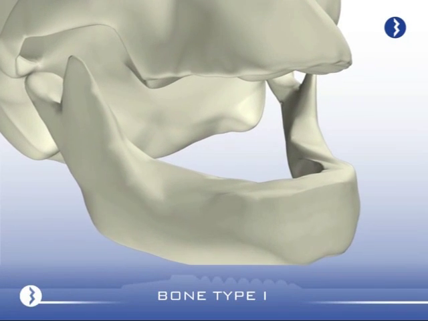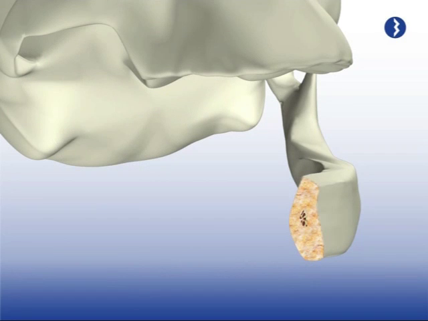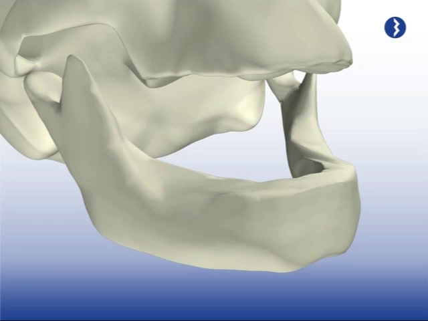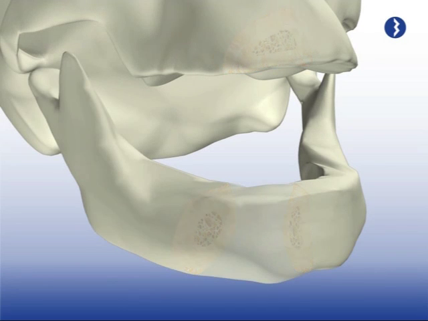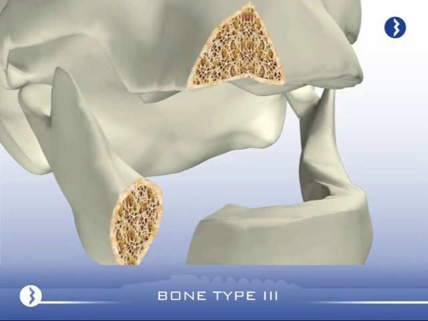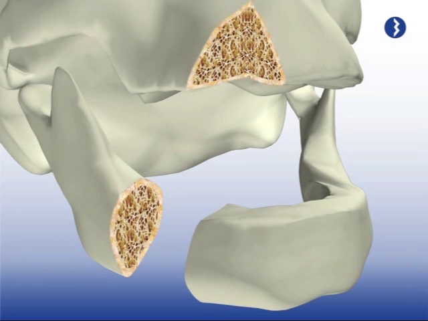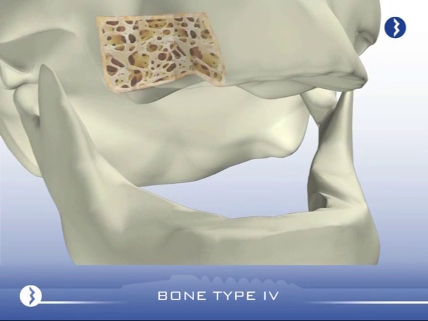Class 1. A bone consisting of almost exclusively homogeneous compact bone. Class 2. A thick compact bone surrounded by dense spongy bone. Class 3. A thin cortical surrounded by dense spongy bone. Class 4. A thin cortical surrounded by slightly dense bone.